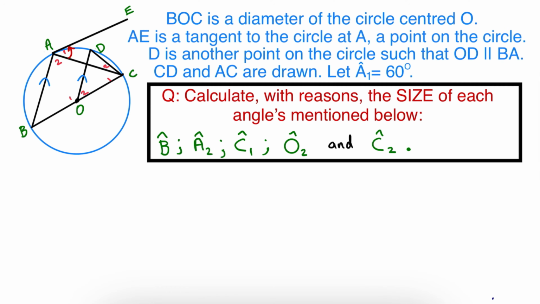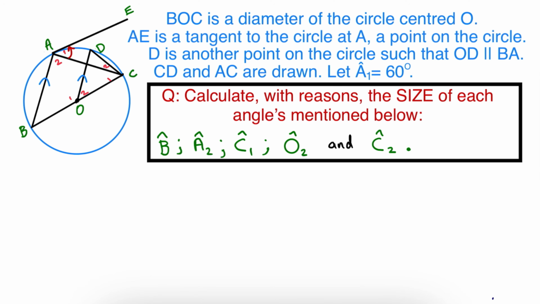Okay, so when you're looking at the diagram here, we can see that we are given BOC as a diameter of the circle centered O. I'm just reading the blue written text, okay? So BOC is the diameter of the circle centered O. We can see O there is our center. And they told us that AE is a tangent to the circle at A. I hope you see it, which is a point on the circle, right? And they also told us that D is another point on the circle such that OD is parallel to BA. You already see, I already wrote the signs of parallel on BA and OD.